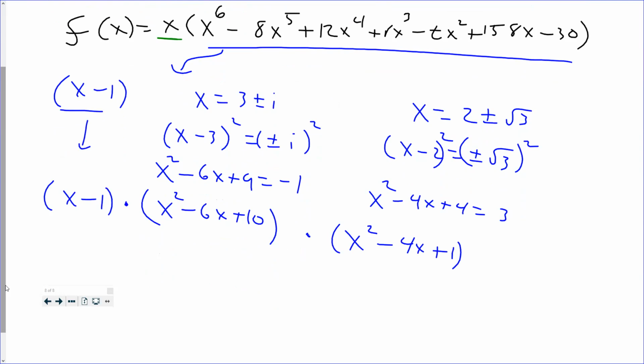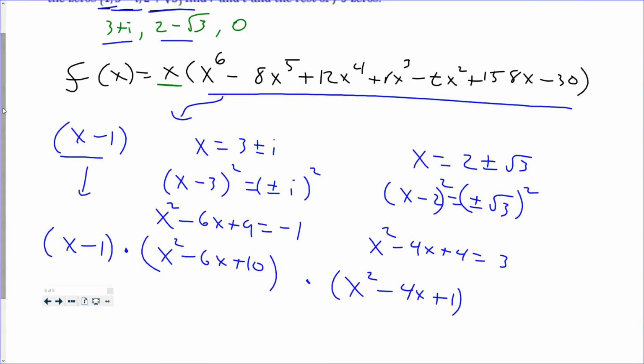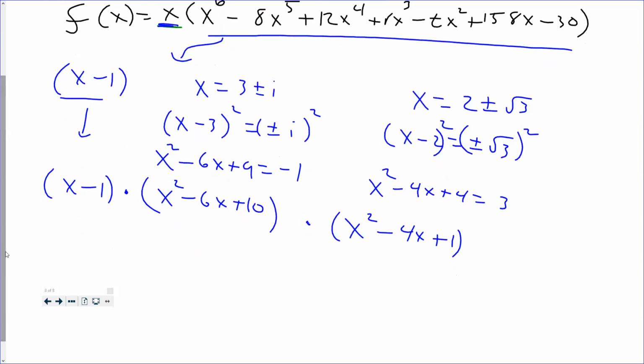Are we okay? So what I did so far is I factored out an x from the beginning right here, and I'm dealing with that 6-degree polynomial in the parentheses. Inside that 6-degree polynomial, I know 5 of its roots, 3 plus or minus i, 2 plus or minus root 3, and 1. And what I'm doing now is multiplying them all together to figure out, well, what's my last factor going to be, right?